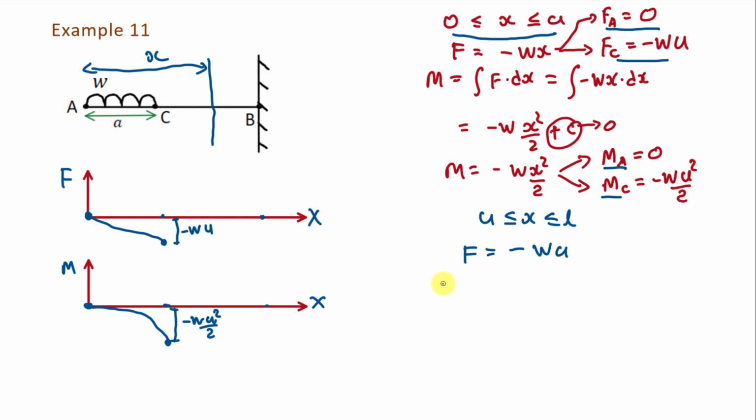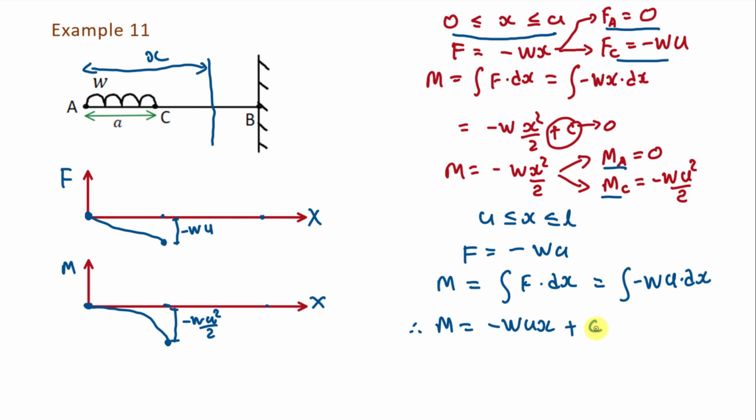Now we will find bending moment in this interval. It will be equal to integration of shear force, which is equal to integration of minus wa into dx. Here we put F is equal to minus wa. Therefore, M is equal to minus wax plus C.